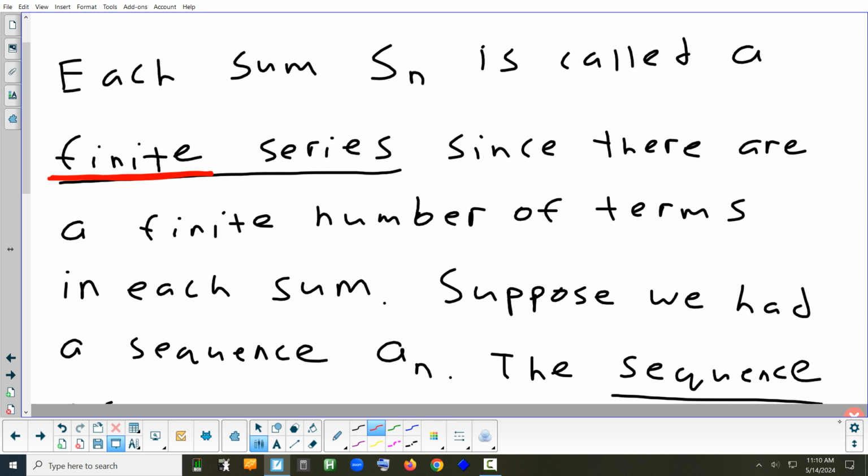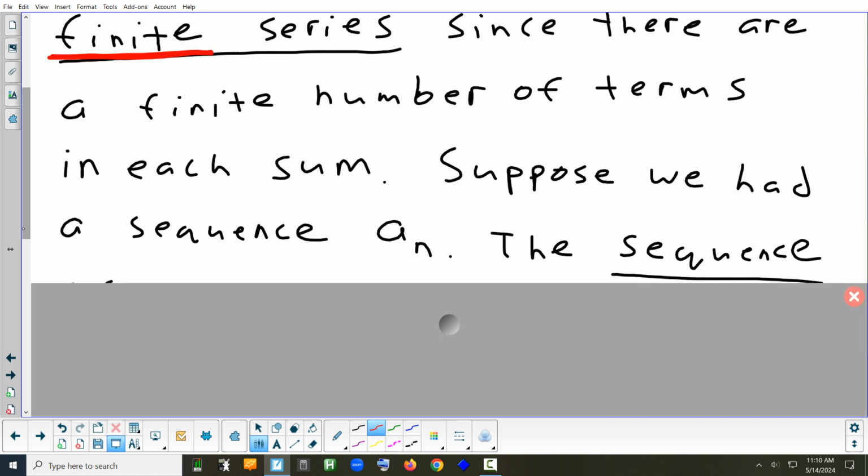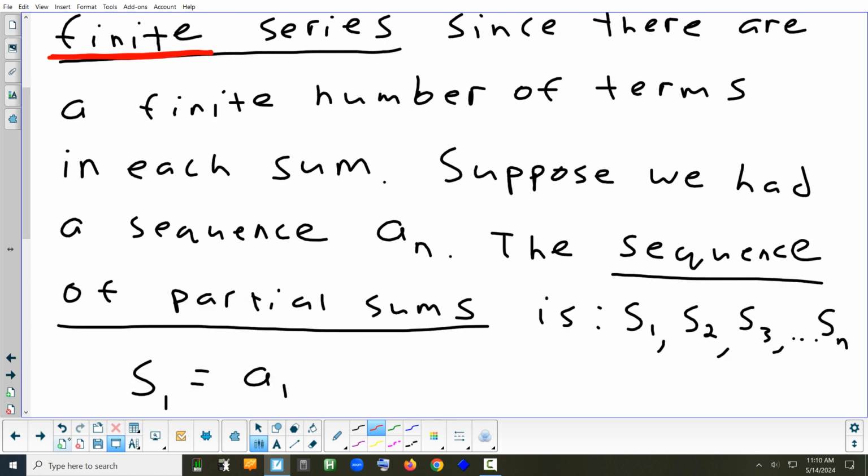So suppose that you had some sequence. In order to have something to add up, you have to start with a sequence. You have to know what your terms are. Once you have those, then you can start adding them up and see what you get. So let's say we had a sequence called A.